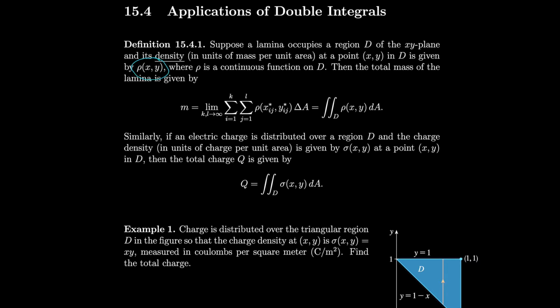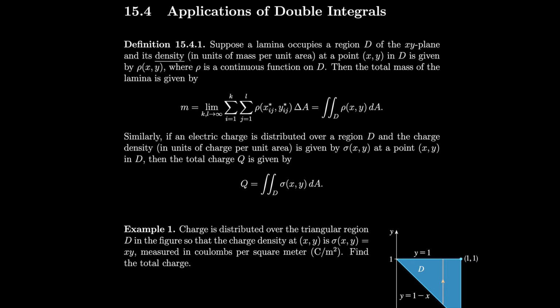So suppose a lamina occupies a region D of the xy plane, and its density is given by rho of x, y, where rho is a continuous function on D. The total mass of the lamina is given as the limit of the double Riemann sum of rho at certain sample points, x_ij star, y_ij star, times delta A, and that's just the double integral of rho.